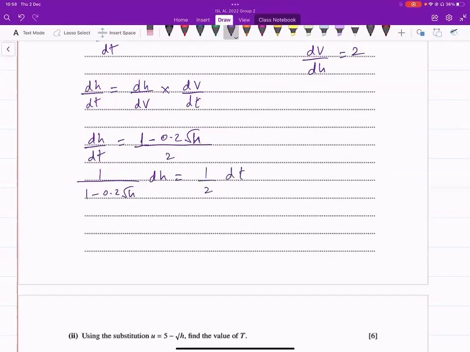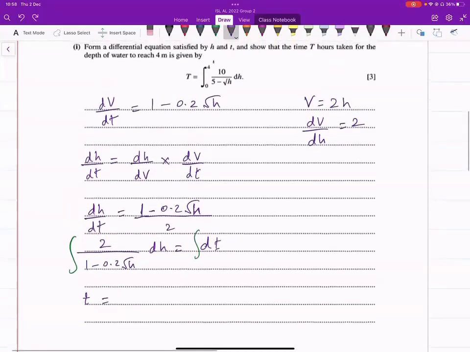अब 2 को भी वहां पे लेके जाना चाहते हैं, you can take that there. If you do take it there, it becomes 2 over this, and the other side you've got dt. ठीक है? Now you integrate both sides. अब इंटीग्रेट करते हैं इस साइड को और इस साइड को. राइट साइड with respect to t इंटीग्रेट होगी. मैं इसको इंटरचेंज कर रहा हूँ. So मैं t को यहाँ पे लेफ्ट साइड पे लिख रहा हूँ. On the right, on the other side, I've got 2 over 1 minus 0.2 into square root of h.